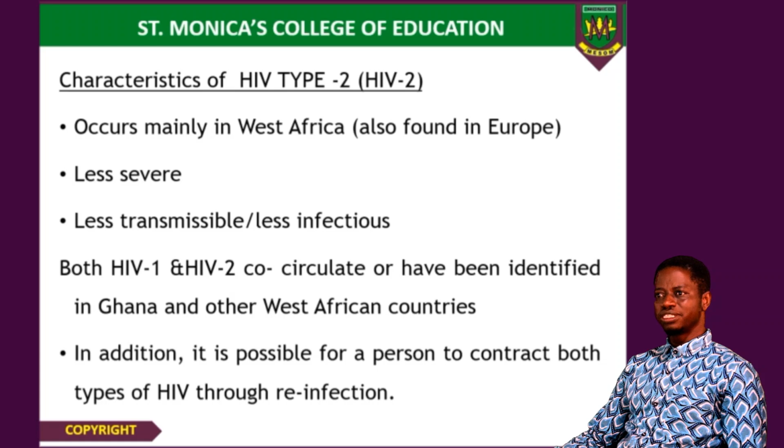So if your partner is HIV positive and you still go ahead to have unprotected sexual intercourse with such an individual, then it means that you are going through what we call reinfection. So when you are reinfected, then there is no drug that can suppress the virus. So take note.